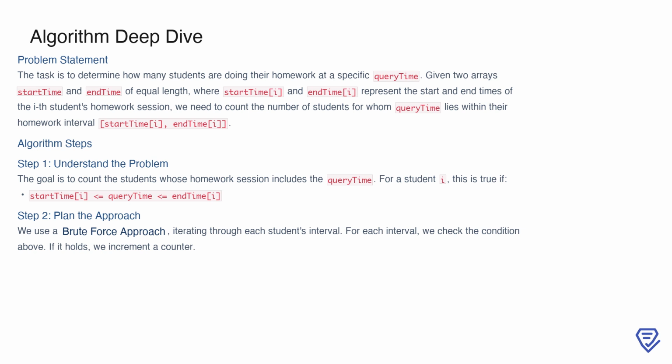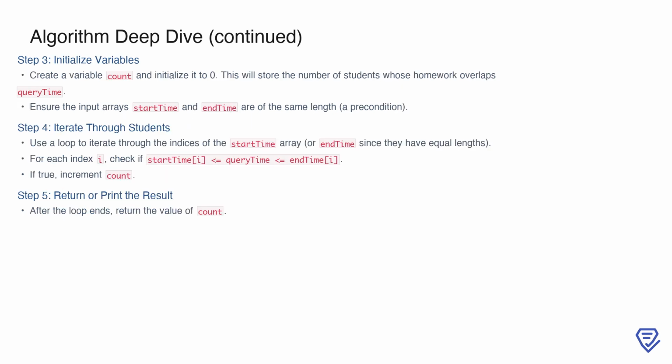This is referred to as the brute force approach, and it is straightforward because it directly checks the condition for every student. Now to implement this approach, we start by initializing a variable called count and setting it to 0. This variable will keep track of the number of students whose homework interval includes the query time. Before proceeding, we ensure that the input arrays, startTime and endTime, are of equal length, as this is a necessary precondition for the algorithm to work correctly.